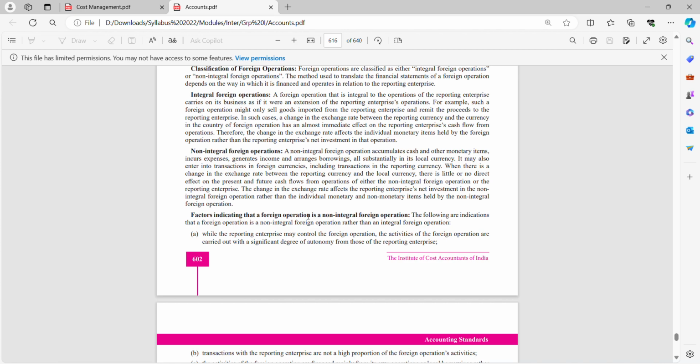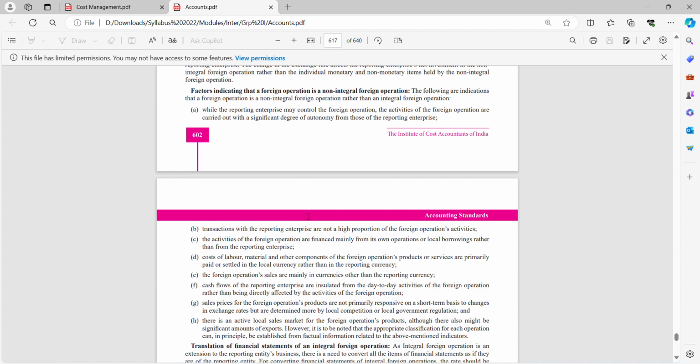Factors indicating that a foreign operation is a non-integral foreign operation. So you have a list of factors which indicate that there are operations which are non-integral foreign operations. While the reporting enterprise may control the foreign operation, the activities of the foreign operation are carried out with a significant degree of autonomy from those of the reporting enterprise.